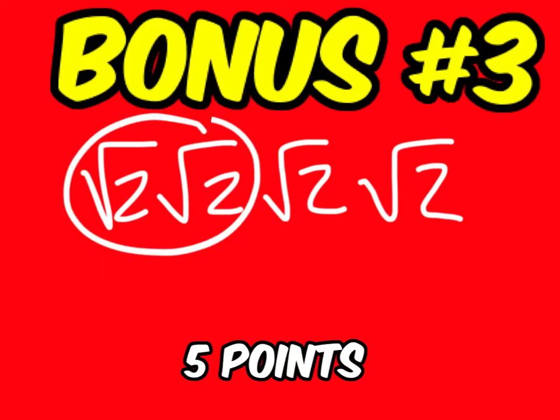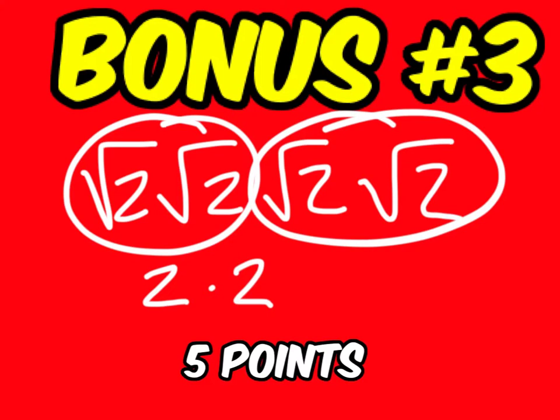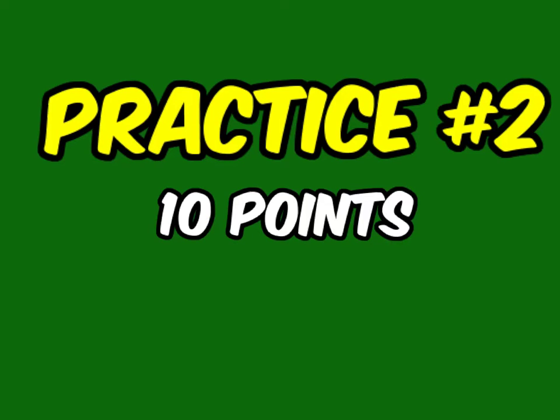This one, if you multiply these two together, you get a 2, and these two will also give you a 2. So the answer is 4. Try this one, drop it off.